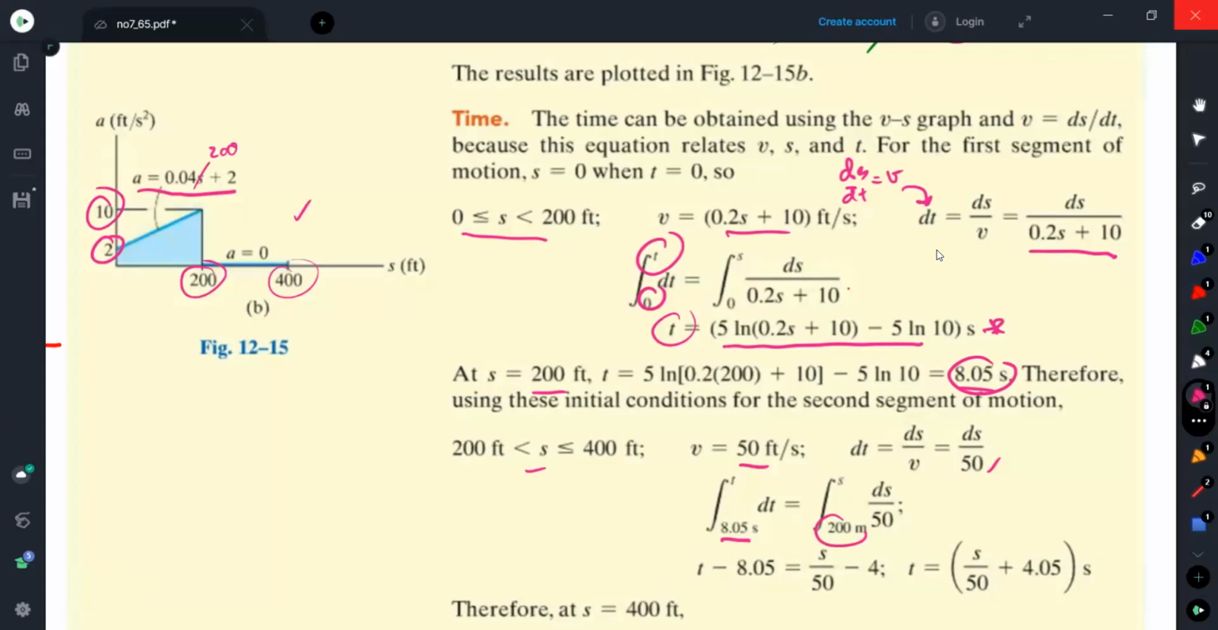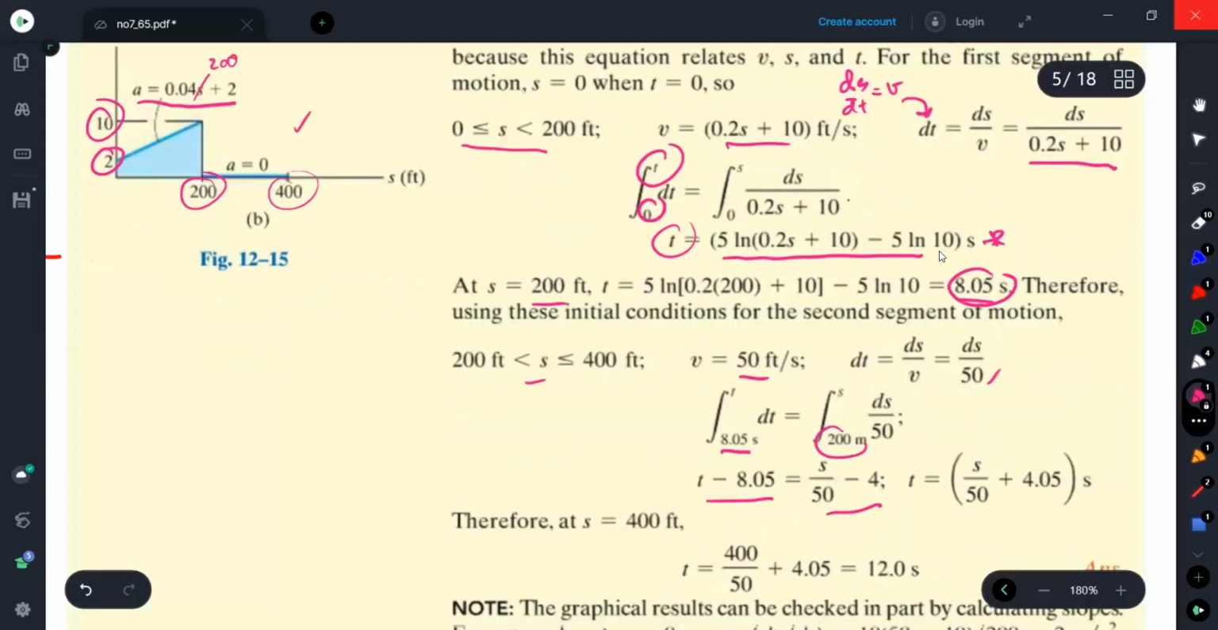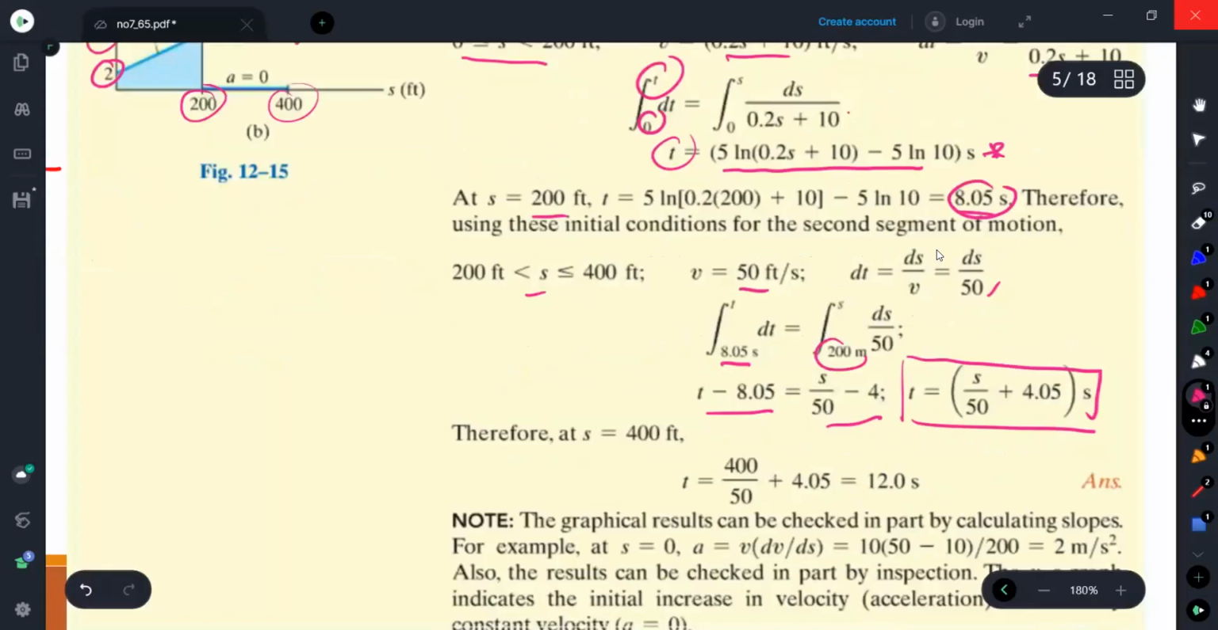After we integrate both sides, we have delta t here, and now we have this term. After that, we rearrange this equation again, and we get t here. Therefore, for the case of s equal to 400 feet, we have time equal to 12 seconds. Let's complete this problem. Do we have any questions?